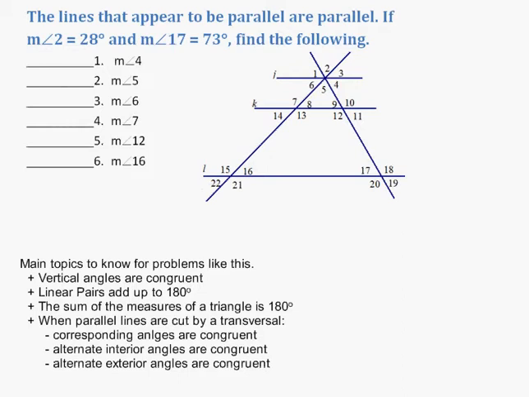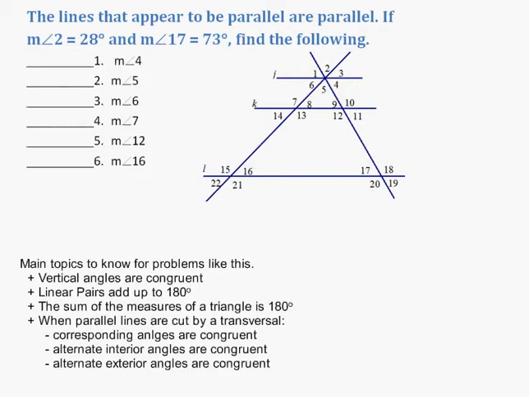Again, a linear pair is an angle that forms with another angle to make a whole line here. So those are linear pairs. Those add up to 180 degrees. The sum of the measures in a triangle is 180. So if you add the three angles together in a triangle, you should get 180. So if you know two of them, you can find the other one. And then the last thing has to do with parallel lines being cut by a transversal. Make sure you are familiar with these definitions. I'll try to point them out as we go along.